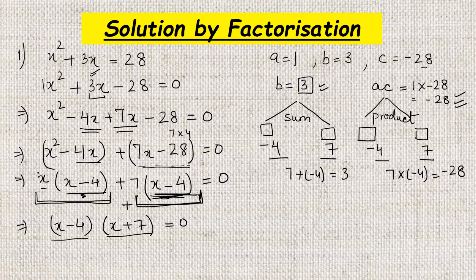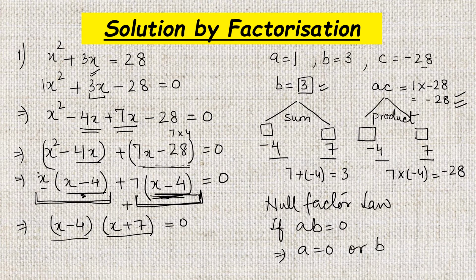Here we will use null factor law to find out the solution of this equation. What is null factor law? Null factor law states that if the product of two or more numbers is 0, then either of these numbers will be 0. It implies A is 0 or B is 0. Obviously, if something into something is 0, one number has to be 0 so that the product will be 0.